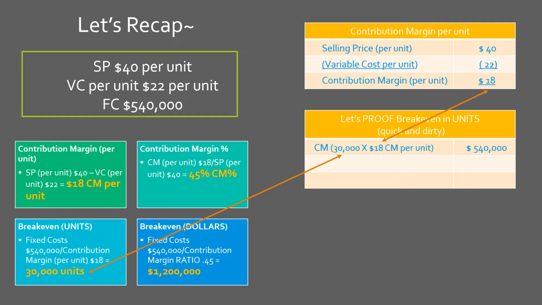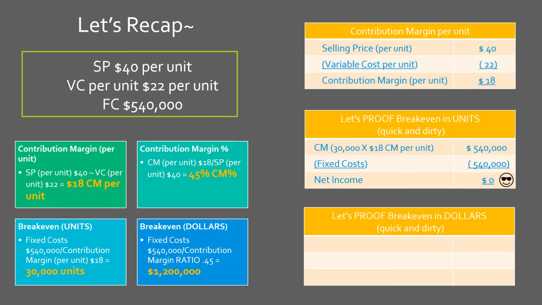This gives us $540,000. I know that total contribution margin minus fixed cost, which is given as $540,000, gives us net income of $0. And that is what break even is, right? Where net income equals 0. Let's do the same for break even in dollars.